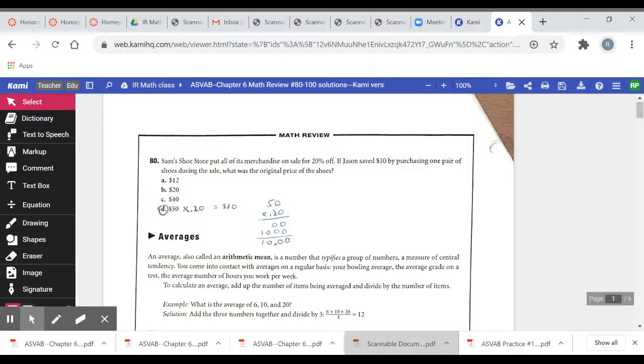Hi, this is the work for numbers 80 through 100 of the Chapter 6 ASVAB review packet.